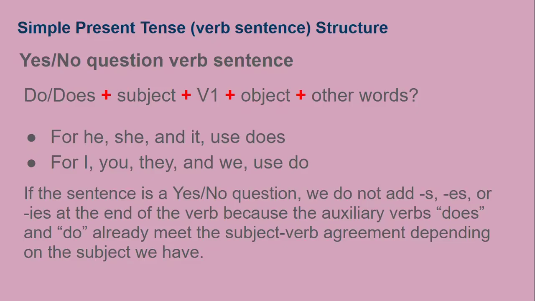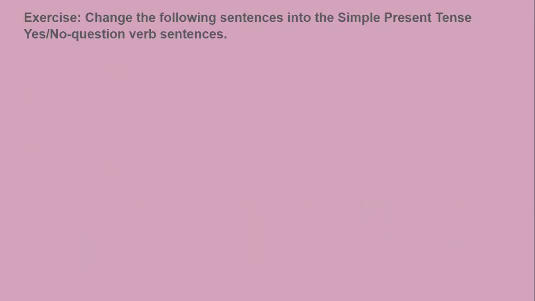So let's move now to the exercises. Let's apply these rules and this structure. In our exercise, we need to change the following sentences into the simple present tense yes-no question verb sentences. So we need to change these sentences and make them yes-no question sentences.